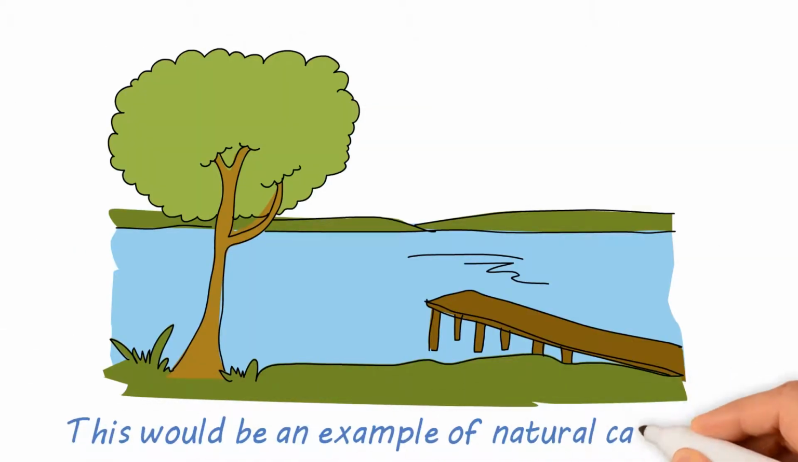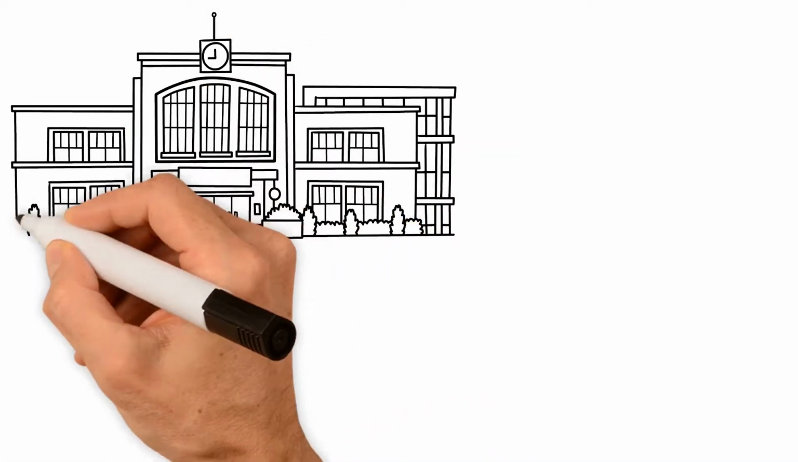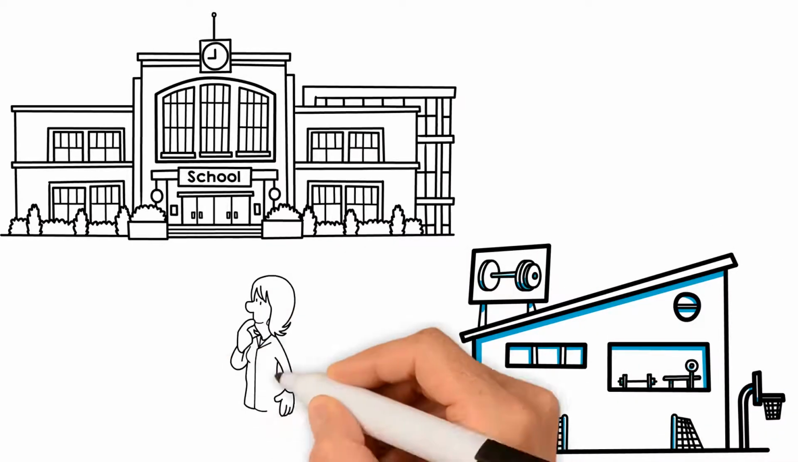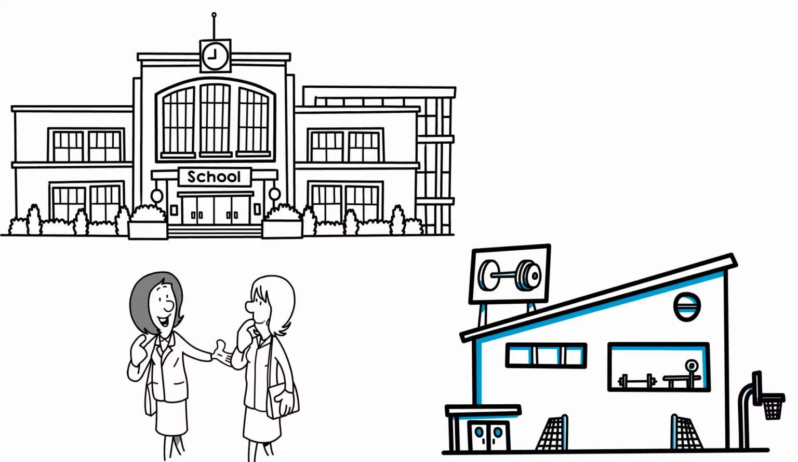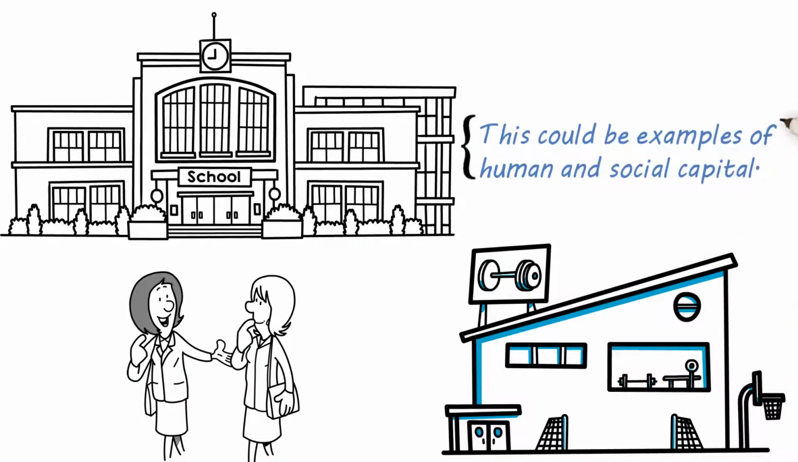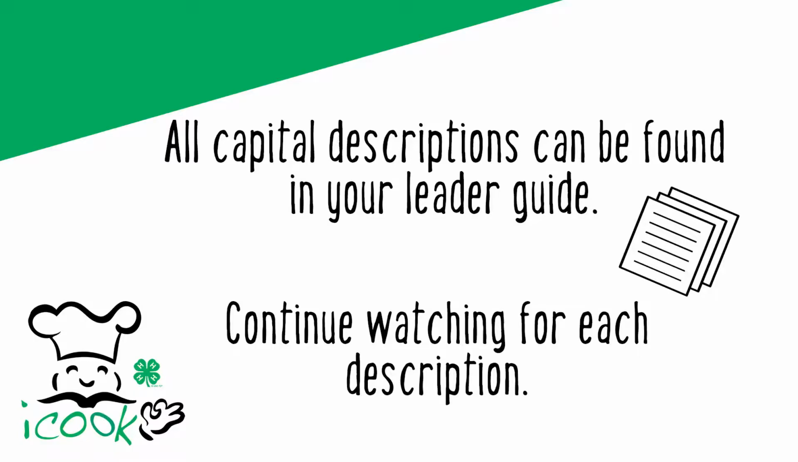This would be an example of natural capital. What else could you see? You may see a school building or a gym, and these could be examples of built capital. Additionally, you may see people walking around and interacting with each other, maybe riding bikes together. This could be an example of human and social capital. You can continue these examples until all 7 capitals are touched on. The 7 capitals descriptions can be found in your Leader Guide. Continue watching for descriptions of each capital.